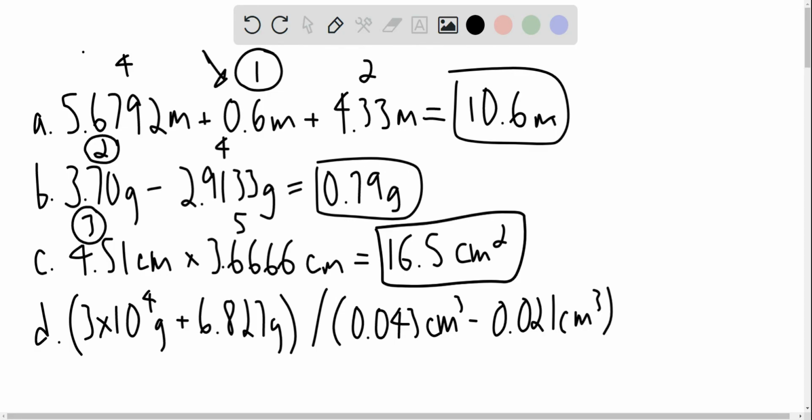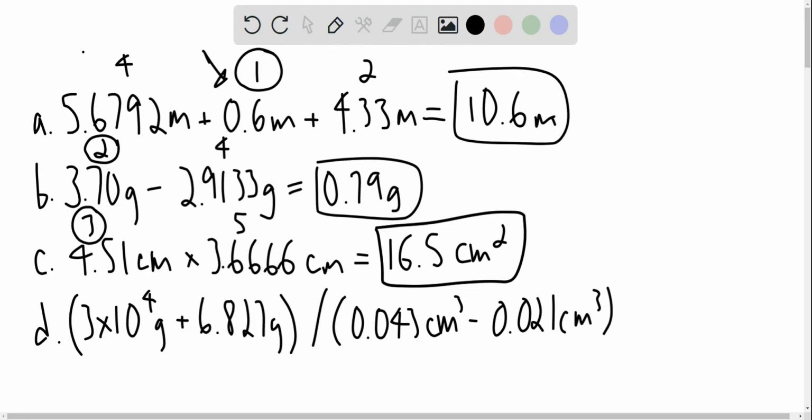Okay. Now let's look at this last one. Much more complicated. We have 3 times 10 to the 4th grams plus 6.827 grams all over 0.043 centimeters cubed minus 0.021 centimeters cubed. So let's just do the calculations real quick. For this first part, let's just do what's in the parentheses. I'm going to write them down below because I don't have quite enough space.